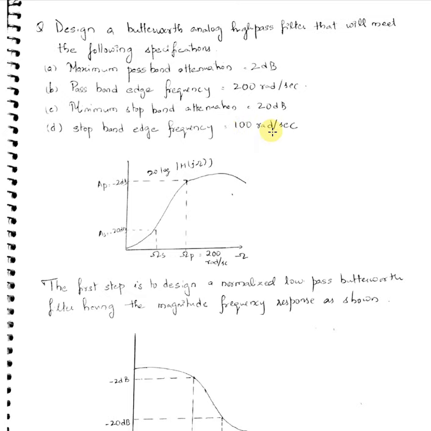Correct? Now this 100 radian is representing what, and 200 radian is representing what? You should see here 100 radian corresponds to the stop band edge frequency, whereas your 200 radian corresponds to your pass band edge frequency. So see here, your stop band edge frequency is coming before your pass band, so it is nothing but a high pass filter.